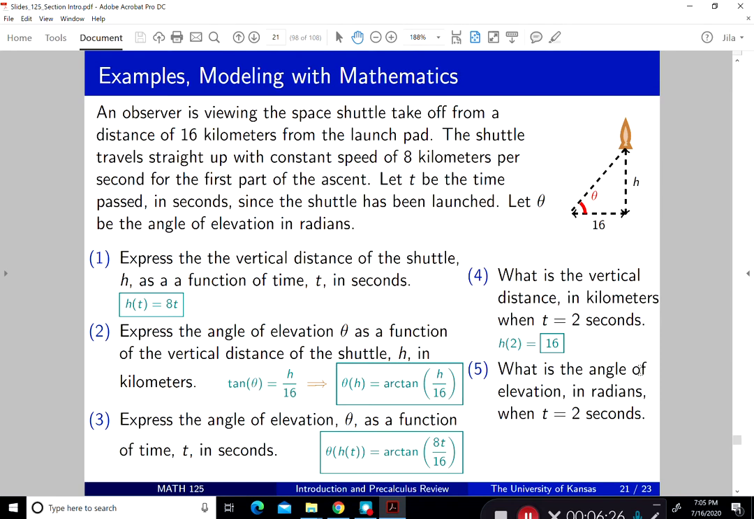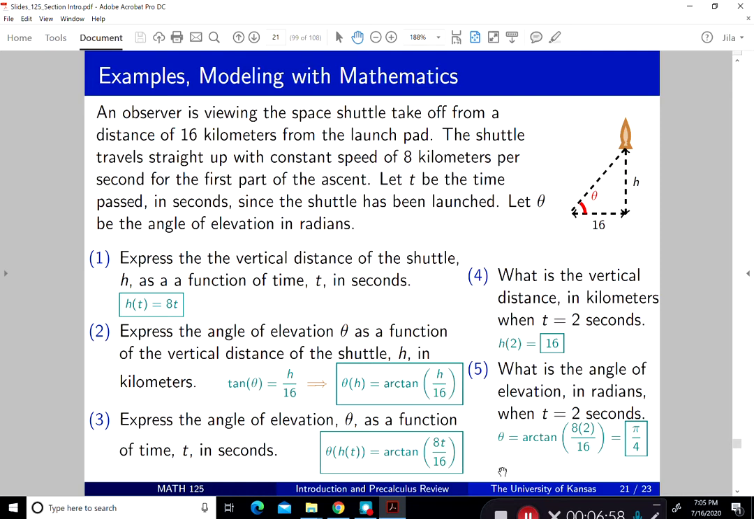The next question is: what is the angle of elevation in radians when t is equal to 2 seconds? I look, and the angle of elevation theta as a function of time is right here, so I can plug in 2 in here, and I get theta equal to arctan of 8 times 2 divided by 16, and that is pi/4.